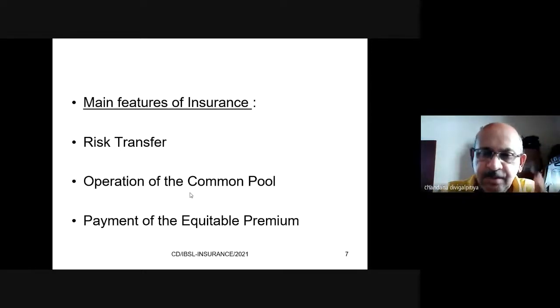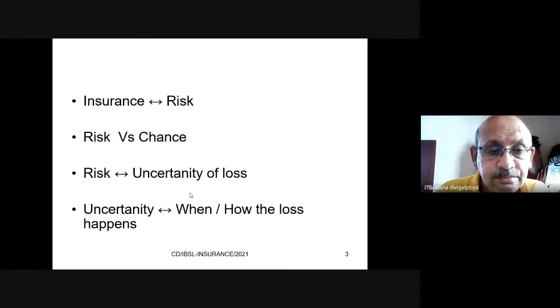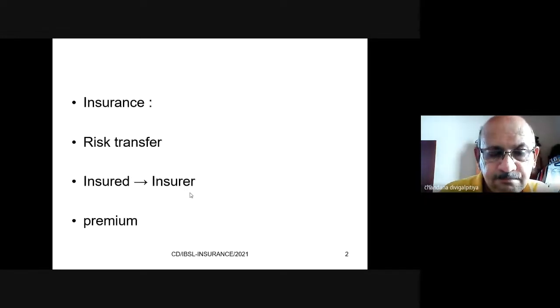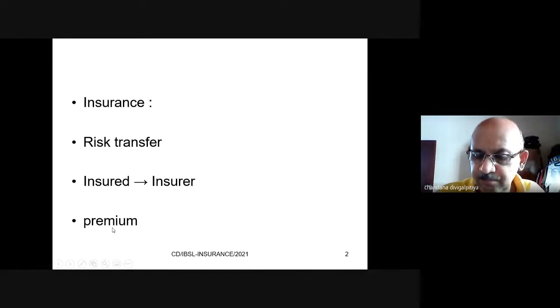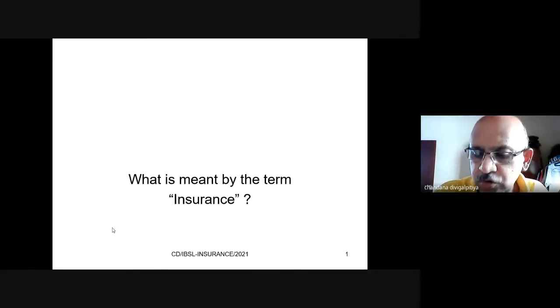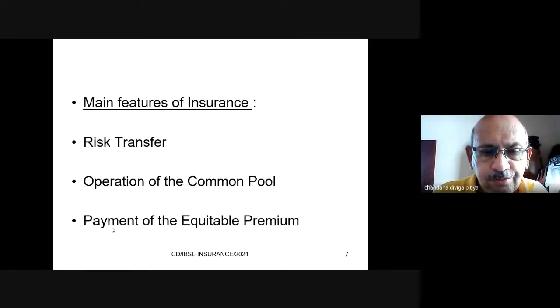So various policies, various types of risk will transfer from one person to another, from the insured to the insurer. Depending on that, the insurer will charge a premium. Right. Put a note here, put a dash here. Here, risk transfer again, put a dash here.